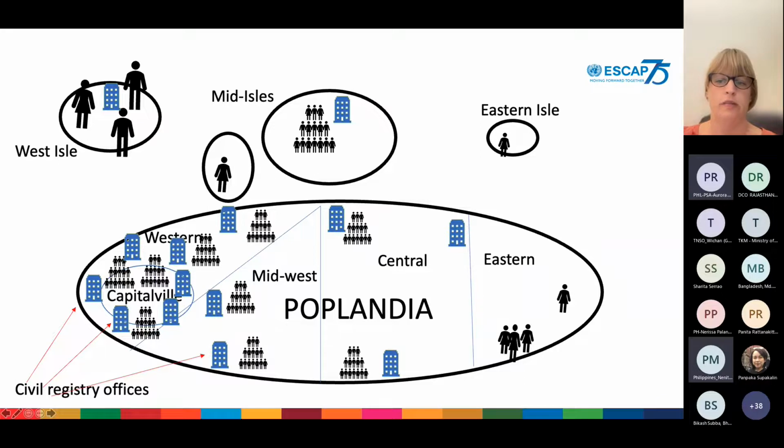So we can already see just by looking at this map, the access is probably going to be an issue, because if you live in this remote Eastern province, there's not even one registry office in your entire province. You would literally have to go to another province to register the birth. And the same with the Eastern Isle. If you're out in this outer island, you would have to take probably a bus, or sorry, a boat, and then a minibus in order to register the birth. So this is quite prohibitive for these people in remote areas.